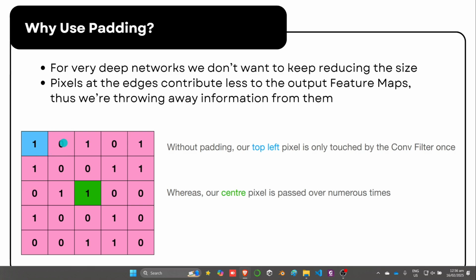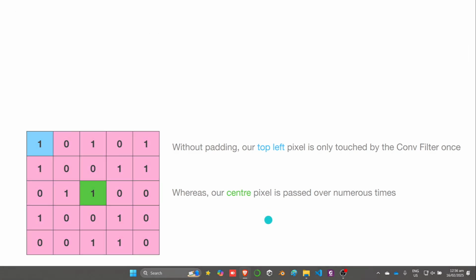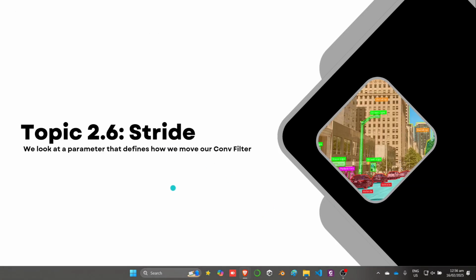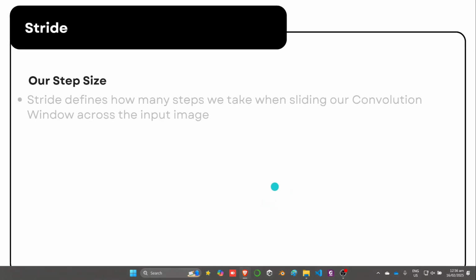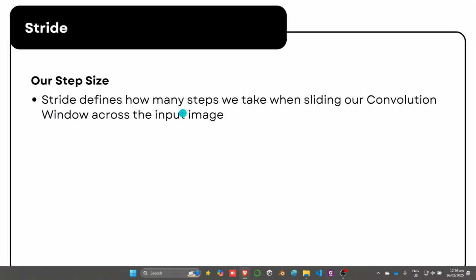So it helps the neural network learn more balanced information as well. So that concludes this section on padding, and let's talk about stride. Stride is a parameter that allows us to define how we move our convolutional filter. Stride is basically our step size.